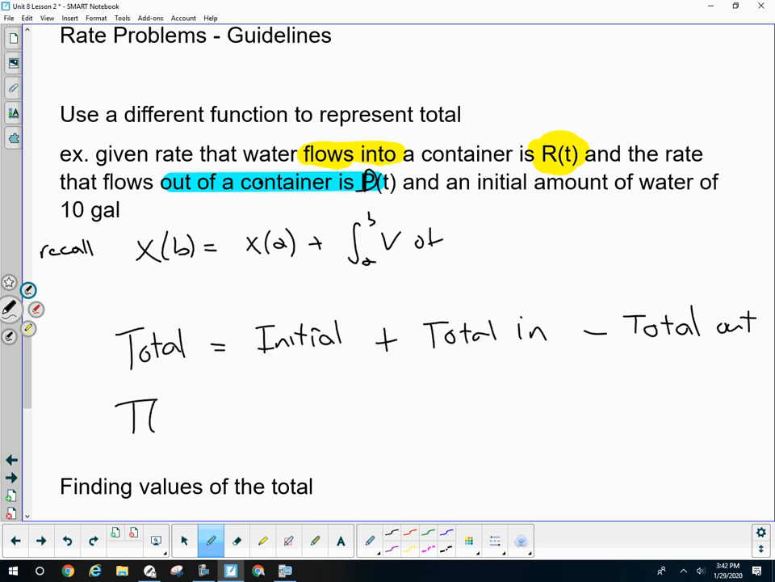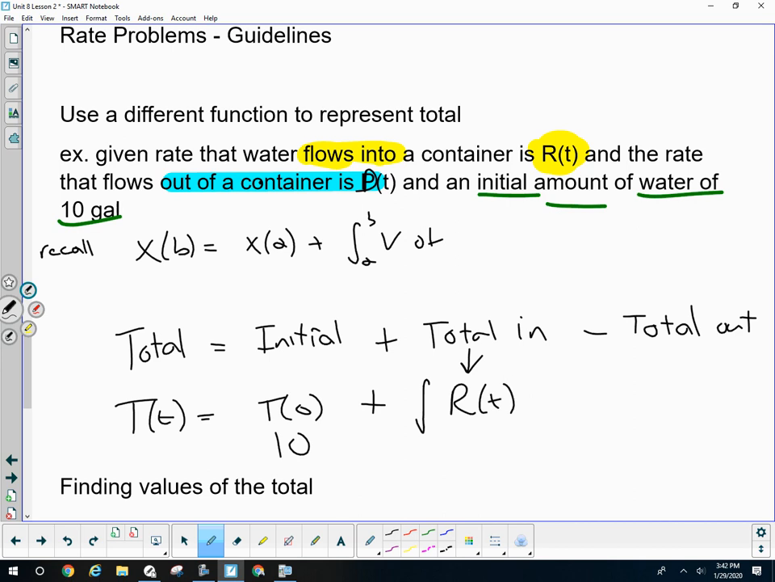A total at a specific time would equal, make sure we recognize that we have an initial amount of water. Here's our initial amount, T of 0, which is 10, plus, and here's the key, the total amount that has flowed in would be an integral of your rate in, R, from 0 to whatever time you want to find the total amount for. And then I will subtract an integral from 0 to t of my rate out, which will give me the total out.